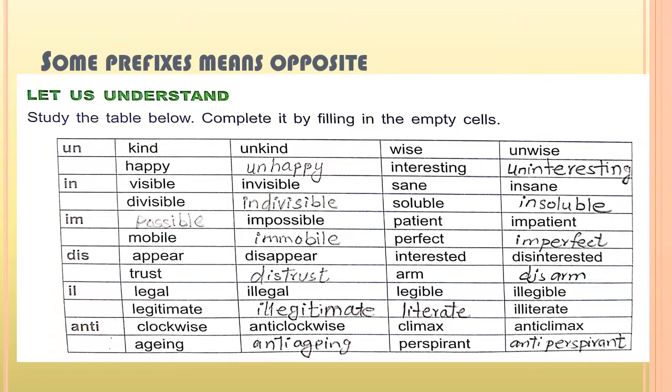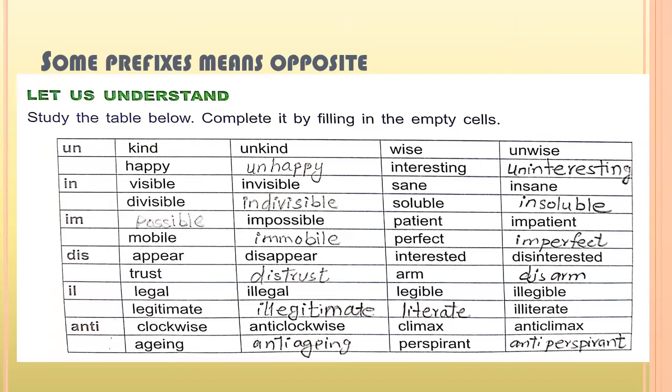Look at the exercise. Let us understand. In this exercise, we have the prefixes that mean opposite. Un, in, im, dis, ill, and anti. Some words are given with prefixes added to them, and some words are given where we have to add prefixes by ourselves, like kind, unkind, happy. What is the prefix that we use with happy to make it negative? Unhappy. Interesting, uninteresting.